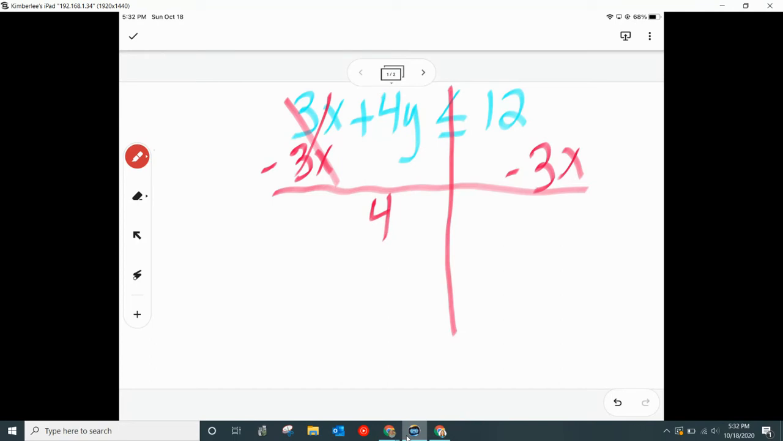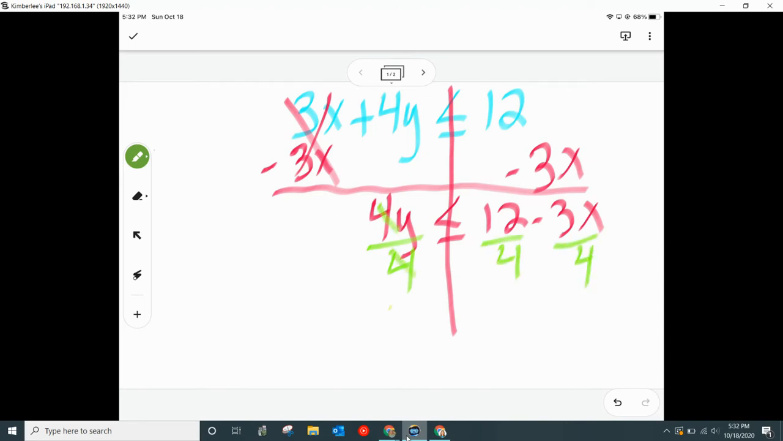So I'm left with 4y. Bring down that symbol, and I have 12 minus 3x. It doesn't matter which order I write them in. I'm just going to write them down because remember, they're not like terms. We can't combine them on that side. So now I look and say, well, what is in front of y? Well, it's a 4. So I need to divide everything by that 4.